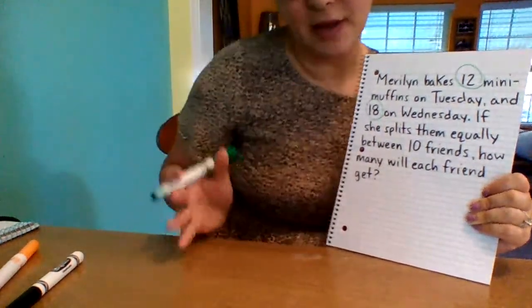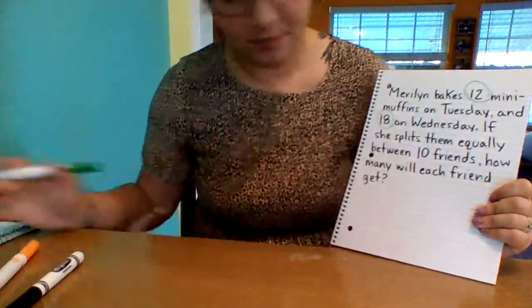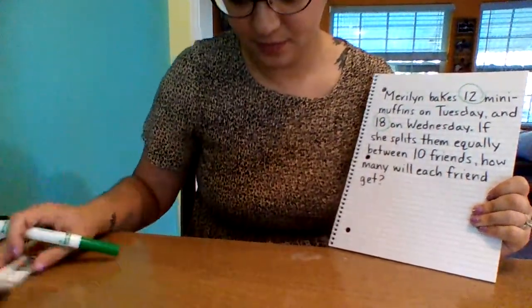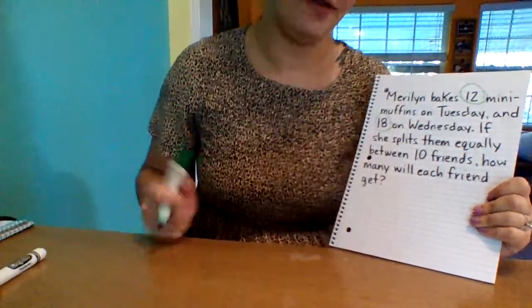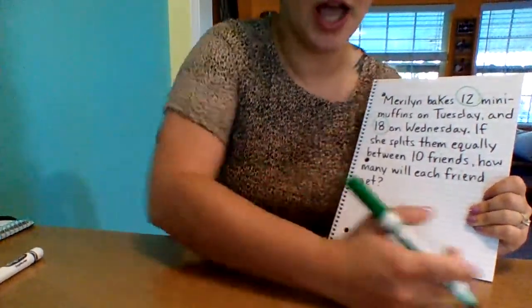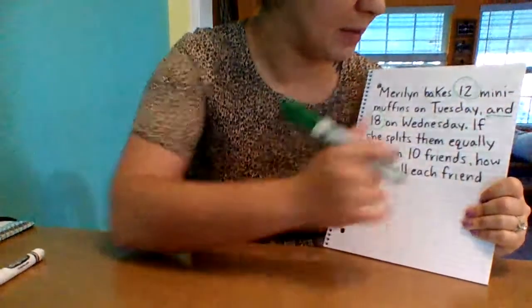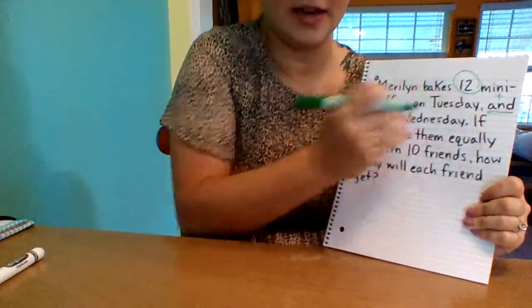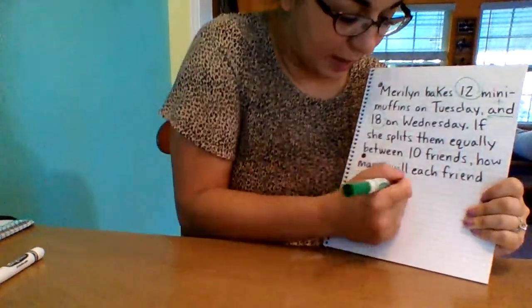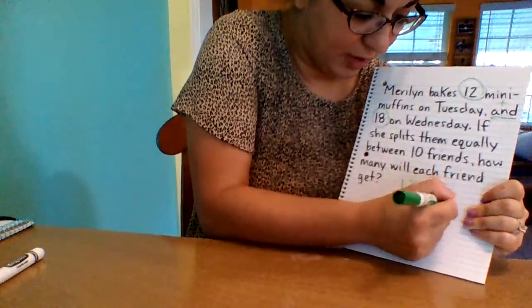Are things coming together or joining, or are things taking away or getting rid of? She's adding to her life, right? First she had 12 muffins, then she added 18 more, okay? And sometimes "on Wednesday" is a clue, but don't rely on it. So she has 12 and 18, so we're going to add up 12 and 18. That'll be our first step because that's how many muffins Marilyn has.